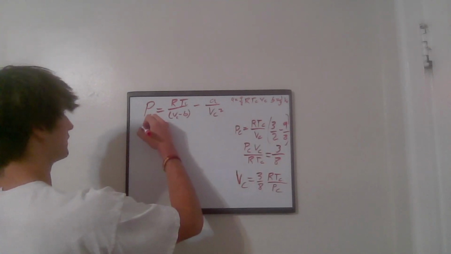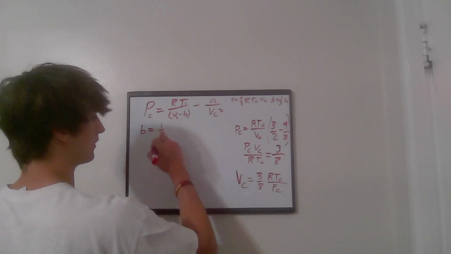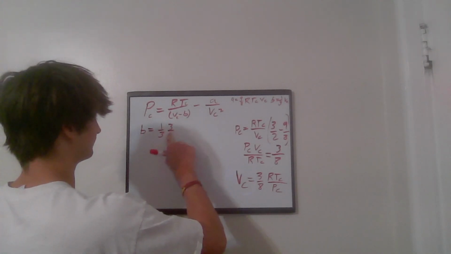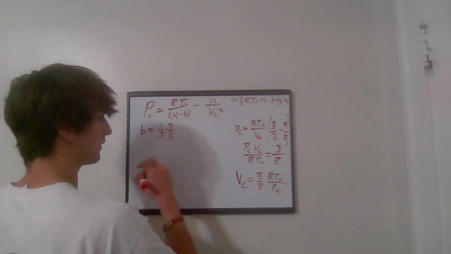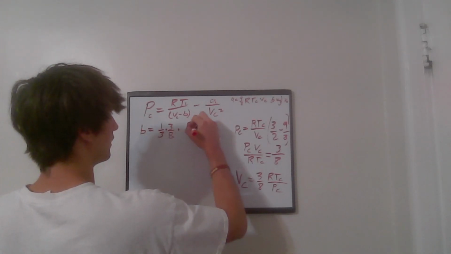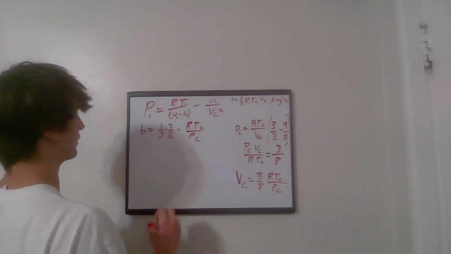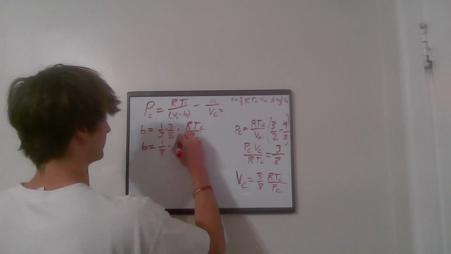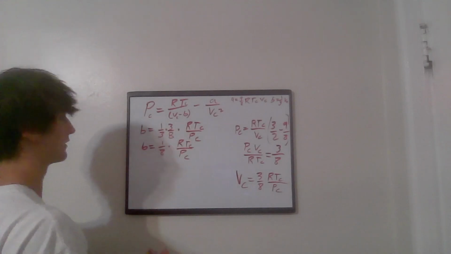So B is going to be 1/3 times 3/8 times RTC over critical pressure, and we're just going to have B equaling 1/8 times RTC over critical pressure. That's going to be our B.